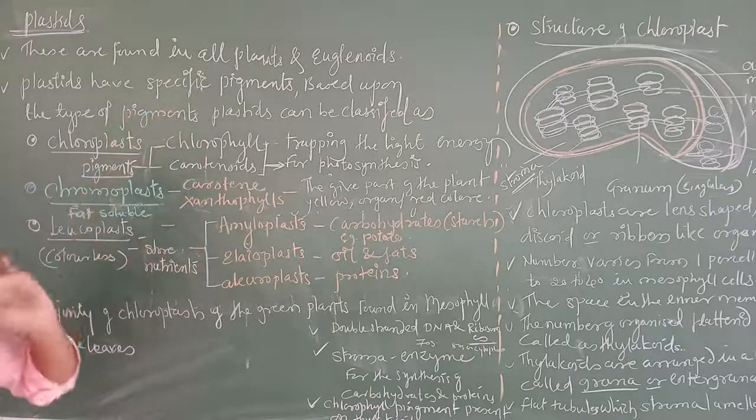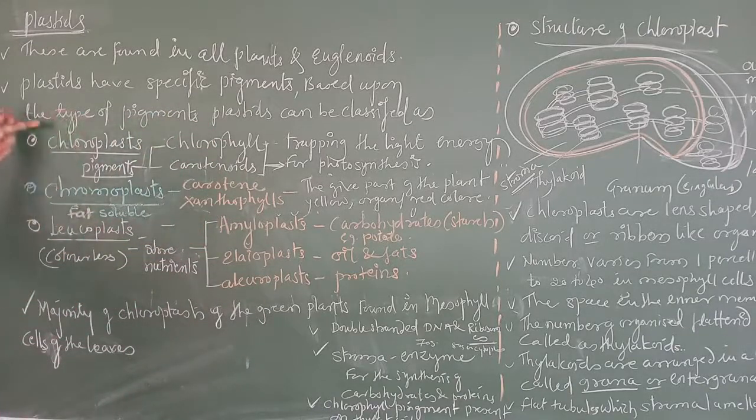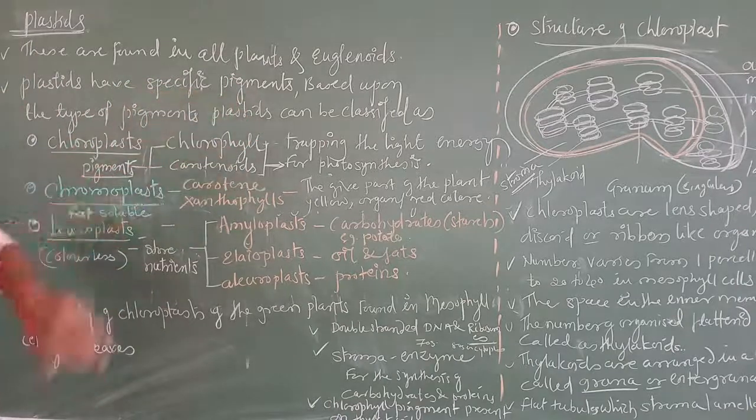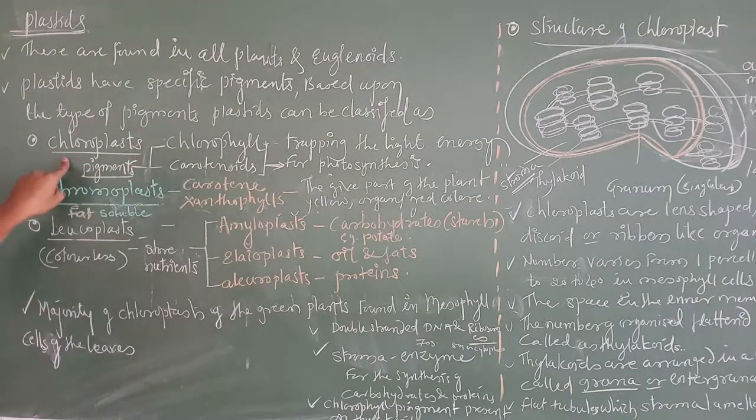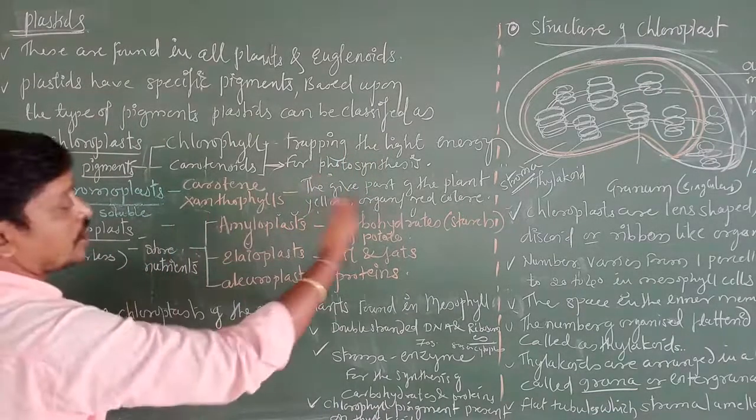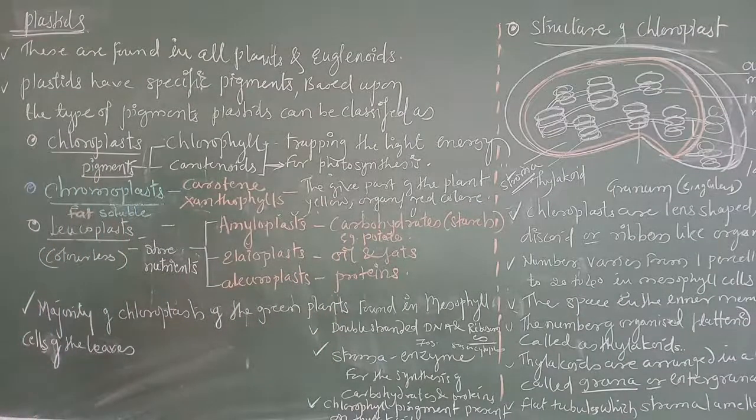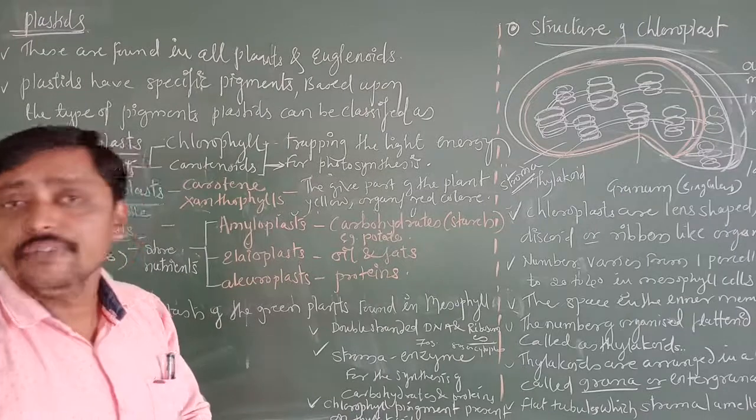Understood? So you have to make clear the different types of plastids based upon the specific pigment. Then what pigments are present in a chloroplast, what pigments are present in a chromoplast, and what pigments are present in a leucoplast? And what is the function of those? And name the plastid which is fat soluble. That time, the fat soluble plastids are chromoplasts. So likewise they are going to prepare the questions for NEET or CET.